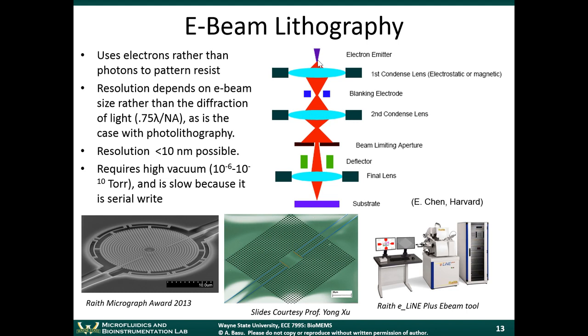So electron beam lithography uses electrons to pattern photoresists instead of photons. The resolution of an E-beam is not limited by the wavelength or the diffraction limit. Most of the time you're actually limited by the beam size. It's possible to get smaller than 10 nanometers with E-beam lithography, but the systems are more complicated. They require high vacuum, and it's slow because it's a serial write. So let's look at what this means.